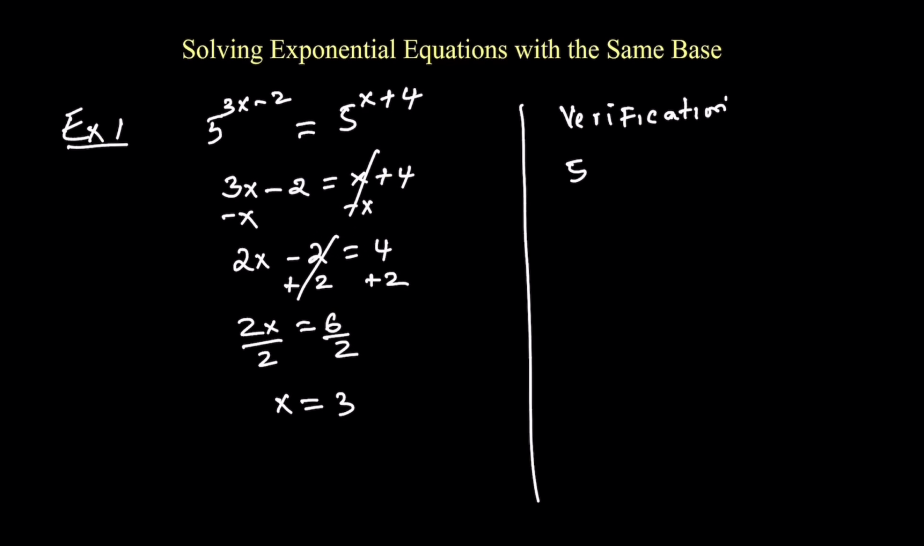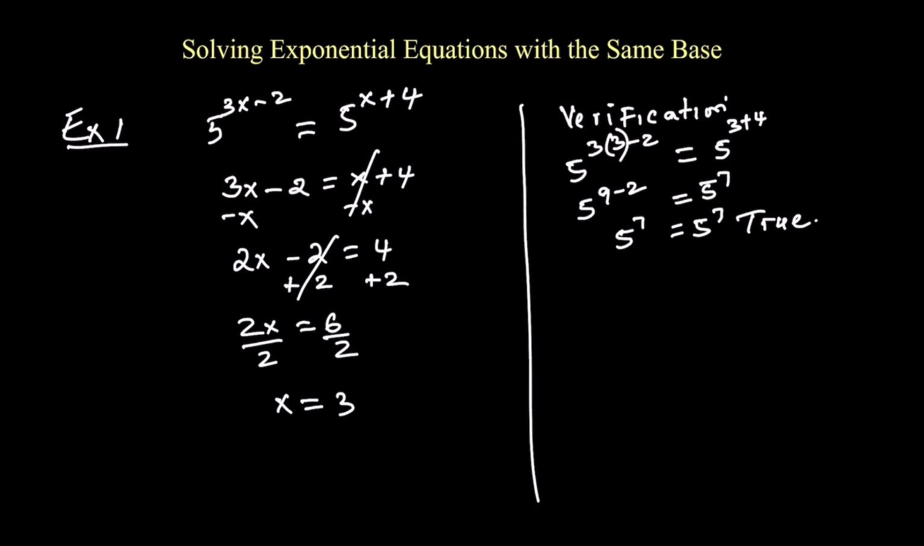If you ever want to check your answer, you can substitute x equals 3 back into the original equation. On the left side, this becomes 5 to the power of 3 times 3 minus 2. On the right side, this becomes 5 to the power of 3 plus 4. Now simplify the exponents. 3 times 3 is 9, and 9 minus 2 is 7. Since 5 to the power of 7 equals 5 to the power of 7, the equation checks, and x equals 3 is the correct solution.